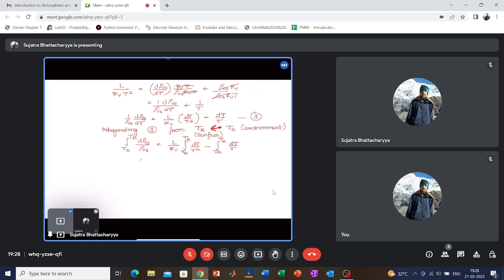So what we will get is log of rho Vs at Te to Tr will be equal to L by Rv, and this will be minus 1 by T. So it will be minus 1 by T, Te to Tr, minus log T again, Te to Tr. So step by step we are proceeding.